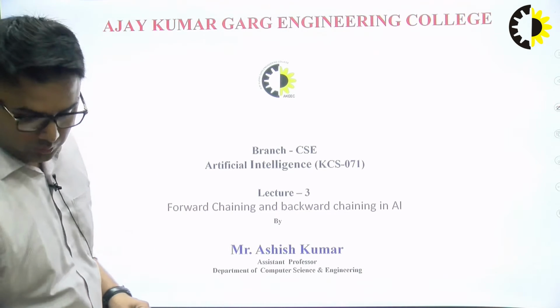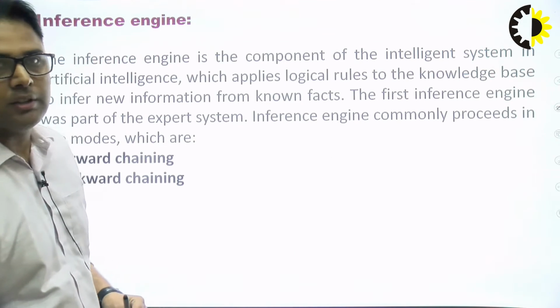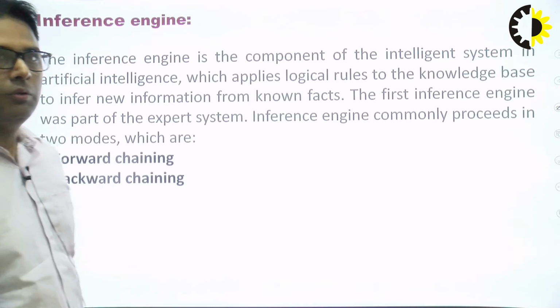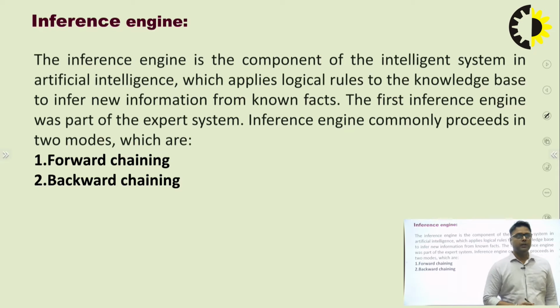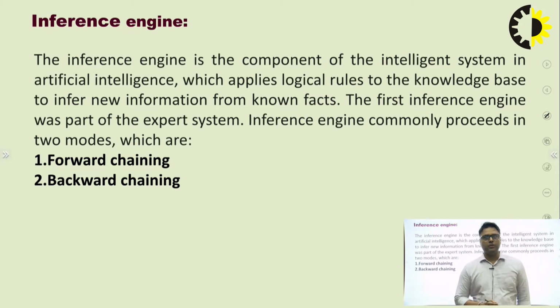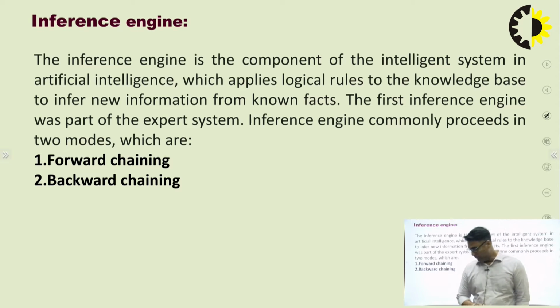So I move on to the next slide. Before starting forward chaining and backward chaining, first know about the inference engine. What is the inference engine? The inference engine is the component of the intelligent system in artificial intelligence which applies logical rules to the knowledge base to infer new information from known facts. The first inference engine was part of the expert system. The inference engine commonly proceeds in two modes: forward chaining and backward chaining.